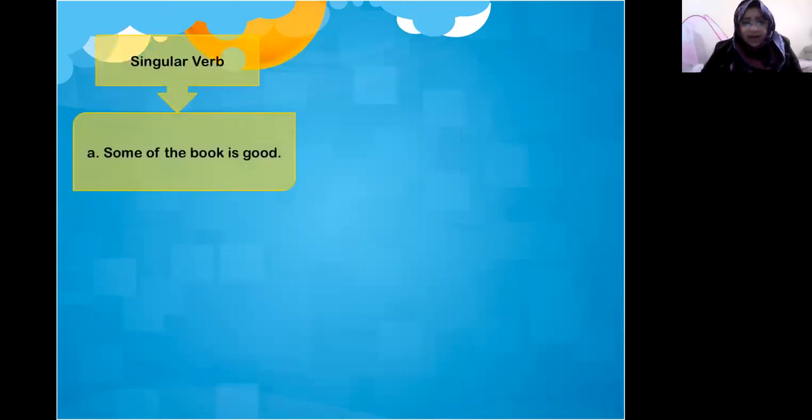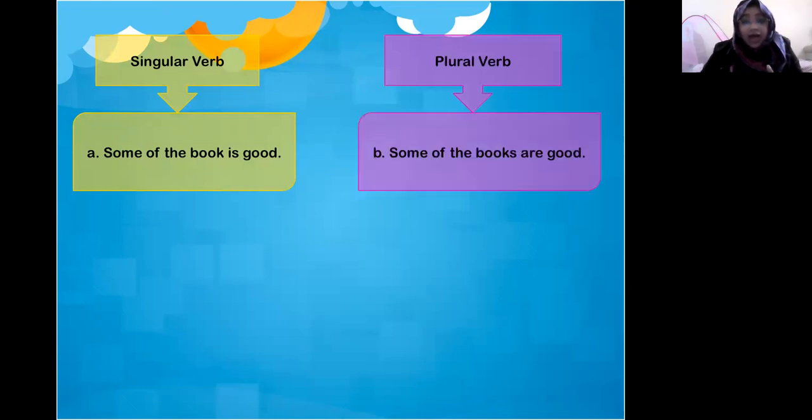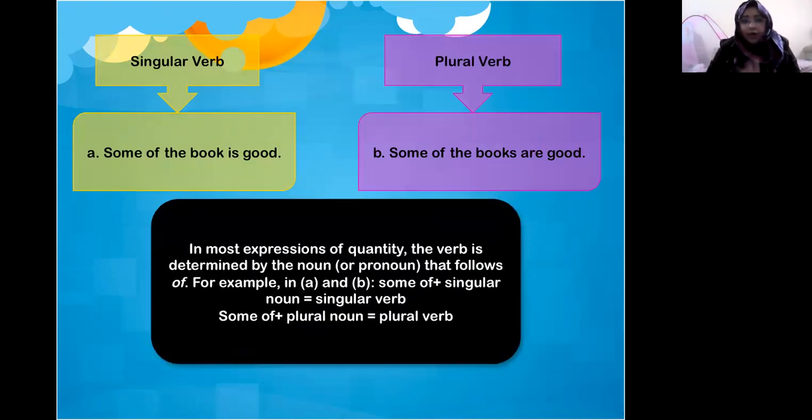We will see some examples of singular verb first, like: Some of the book is good. Now, see the plural one: Some of the books are good. So with "some of", in most expressions of quantity, the verb is determined by the noun or pronoun that follows "of". Any noun or pronoun which follows "of", accordingly, we will write the verb.